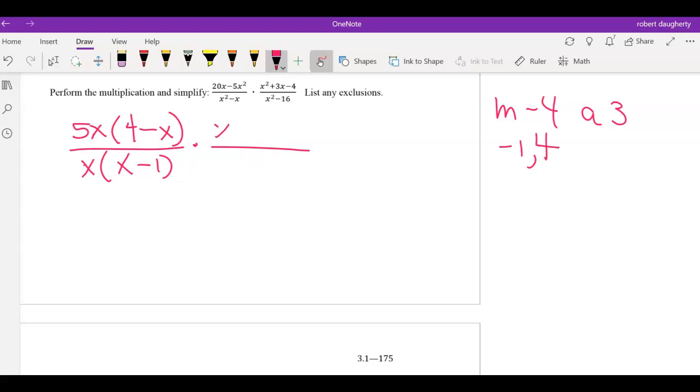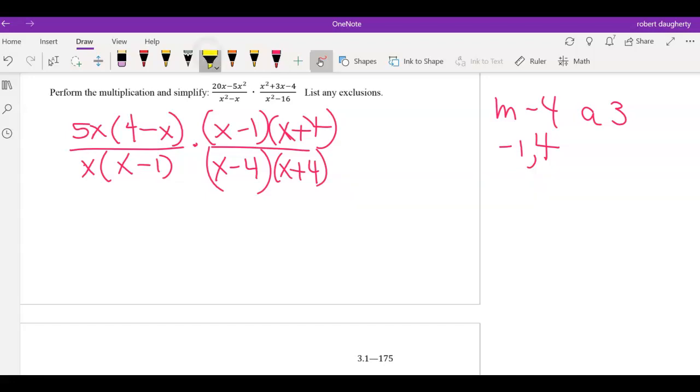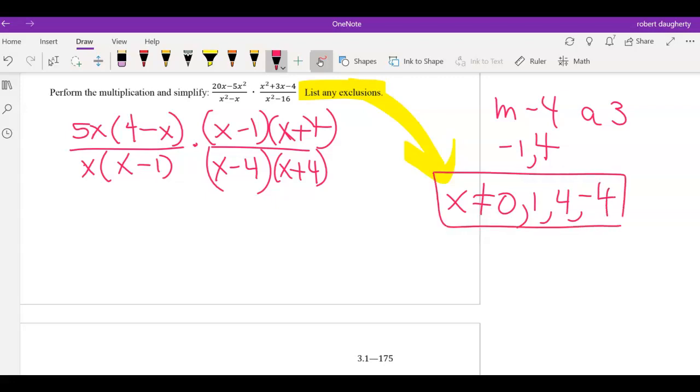So this becomes x minus 1 times x plus 4. And then on the bottom, that's the difference of squares. That's x minus 4 times x plus 4. Now, before I do any simplification, what are my exclusions? So my exclusions are where the denominator is 0. So x cannot be 0, 1, 4, or negative 4. So these are my exclusions.